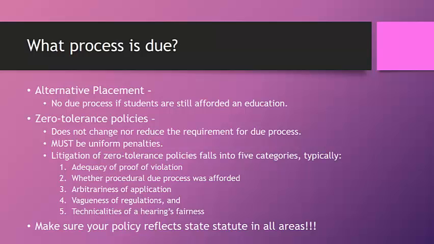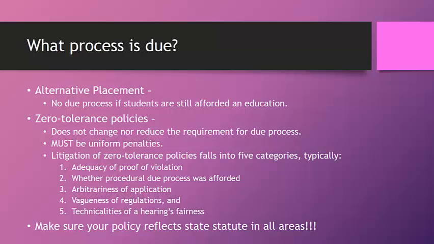Litigation, when we're talking about zero tolerance policies going into the courts, typically falls into 5 categories. The first one is adequacy of proof of violation. Here I think what Alexander and Alexander are talking about is when we see zero tolerance policies about weapons, and you find an elementary student who has a plastic knife that his or her mother put in their lunch pail to cut a banana or something. Is that a weapon? So, adequacy of proof of violation.